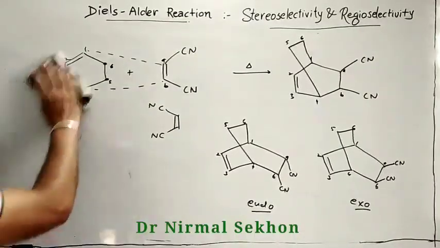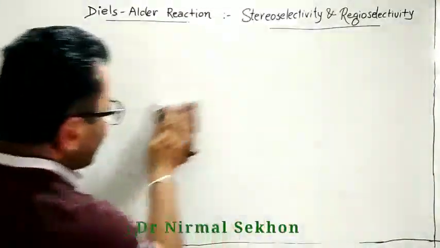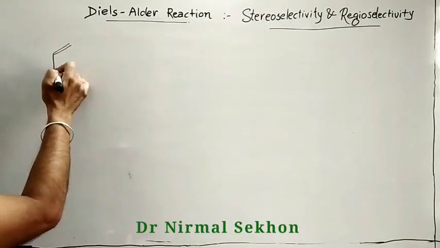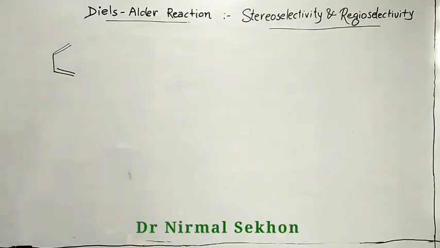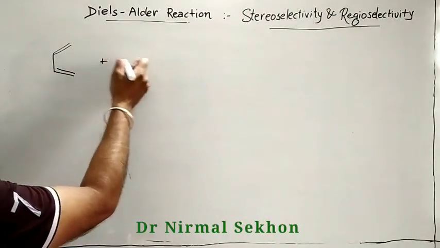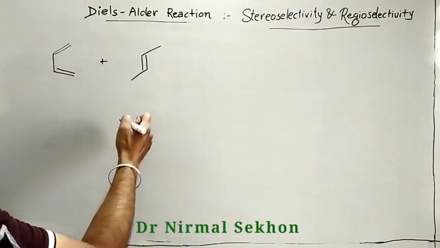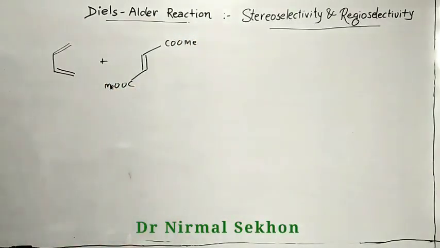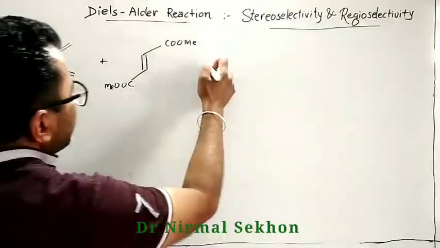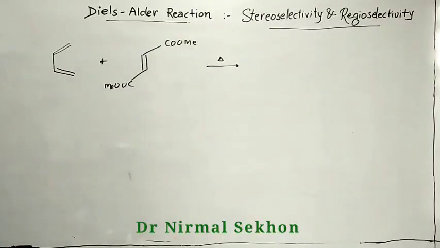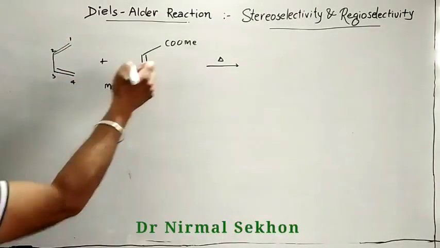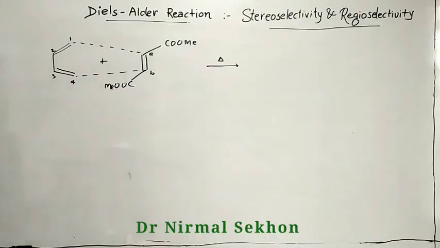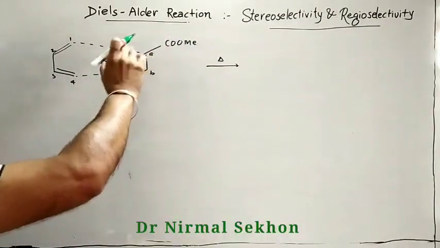Okay, next. Suppose we take a diene again, an open diene like this, and this time we are going to add a trans dienophile. So here we have COOMe and COOMe. It's trans. Now when you heat it, which product is formed? Mark it 1, 2, 3, 4. This is your A and B. The bond is formed between 1 and A, because this dienophile is symmetrical. On both sides the same electron withdrawing group is attached.